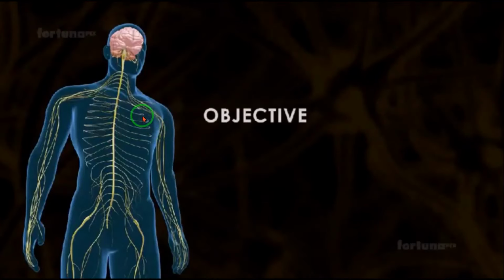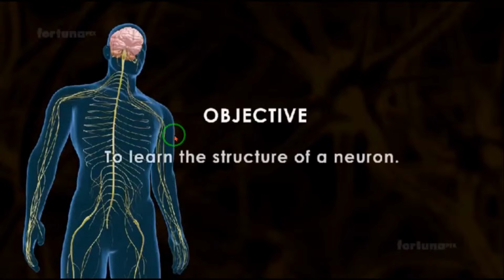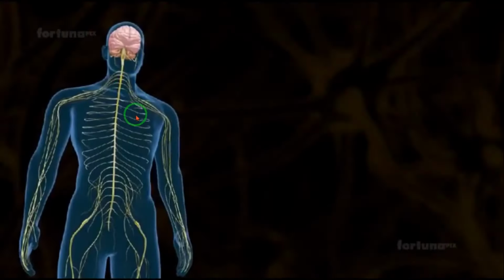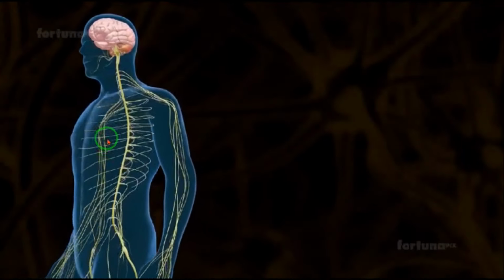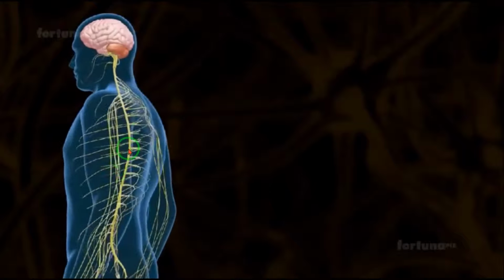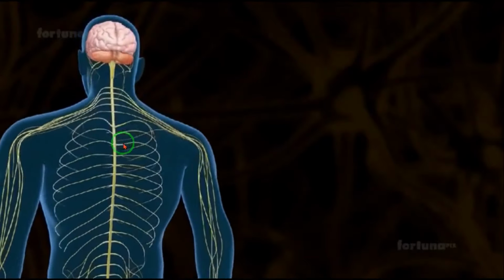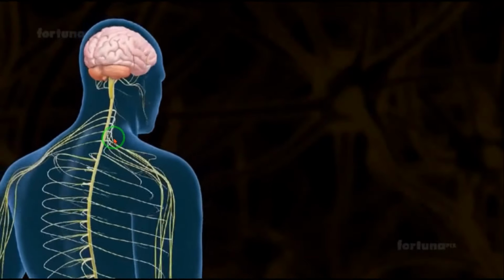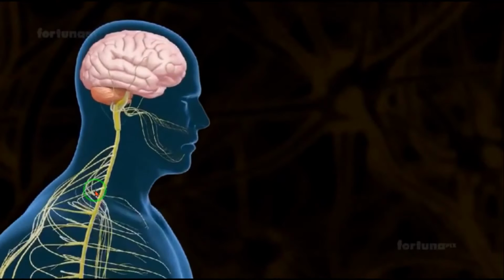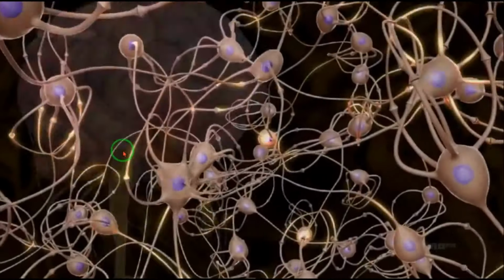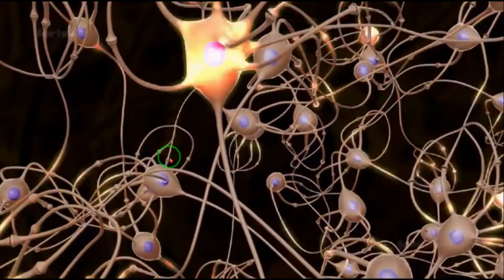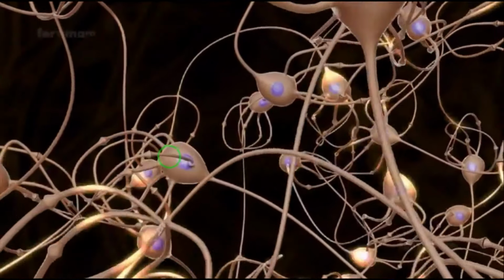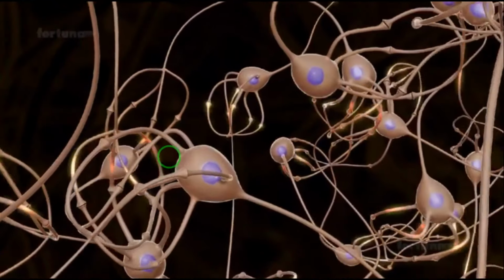Structure of neuron. Objective: to learn the structure of a neuron. We tend to think of the nervous system primarily as having to do with stimulus response, but it also works to control and coordinate the functions of the body. The nervous system is composed of billions of cells called neurons. These tiny cells carry the messages of the body in the form of electrical signals known as impulses.